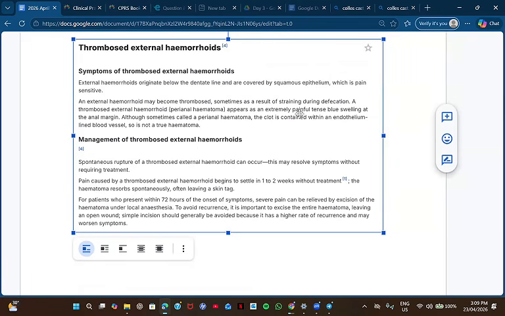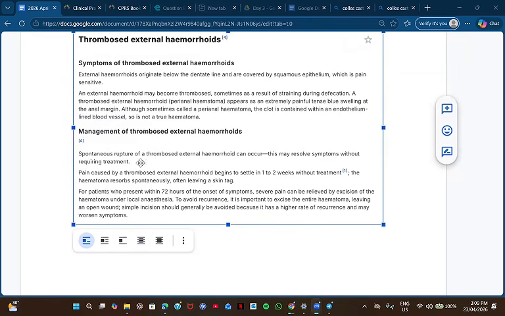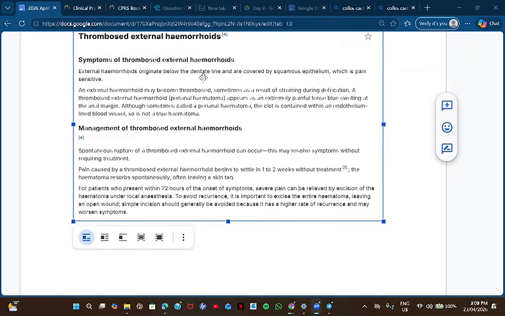It appears as an extremely painful, tense, blue swelling at the anal margin, although sometimes called perianal hematoma. The clot is contained within the endothelium-lined blood vessels. It is not a true hematoma. Very important. So then, what is the management? Tell me about the management.